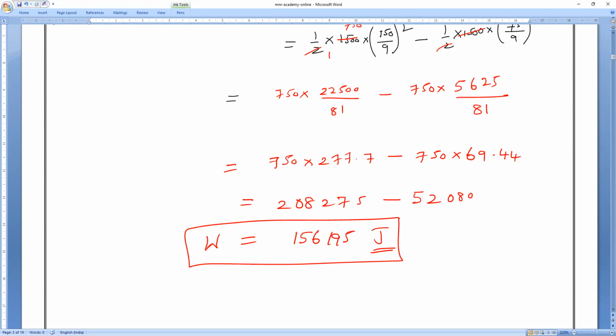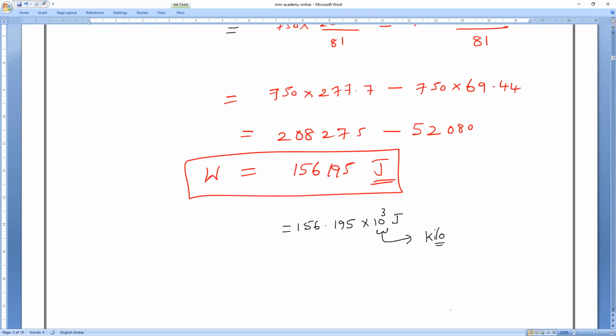So 156195 joules will come. And this one you can write in another form. I'll put the decimal 3 digits before, so the answer is 156.195. Putting the decimal 3 digits before means it is multiplied by 10 power 3. Am I right? So 10 power 3 joules. 10 power 3 means I can write it as kilo. So I will write this answer as 156.195 kilojoules. This is the answer.